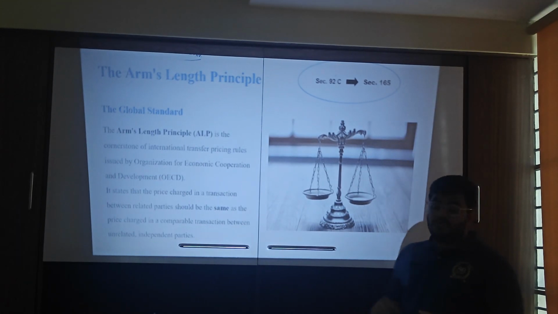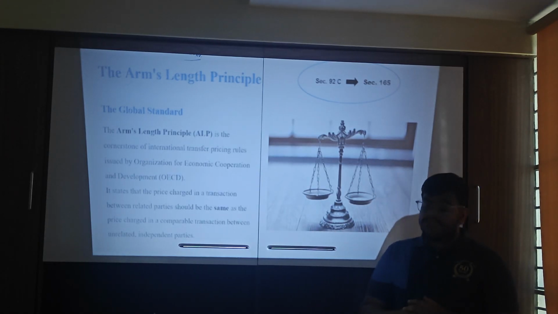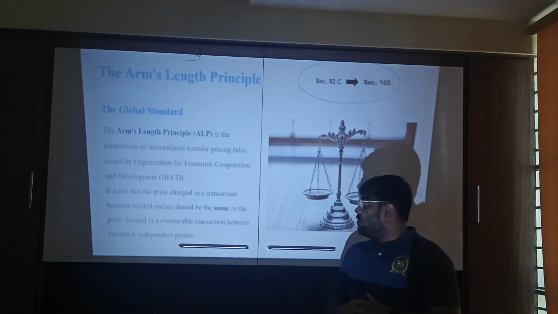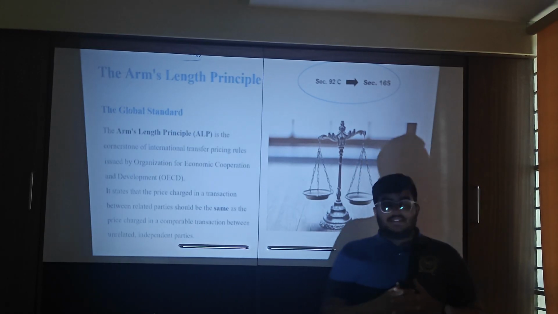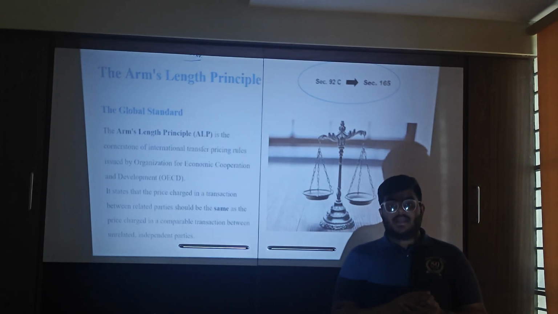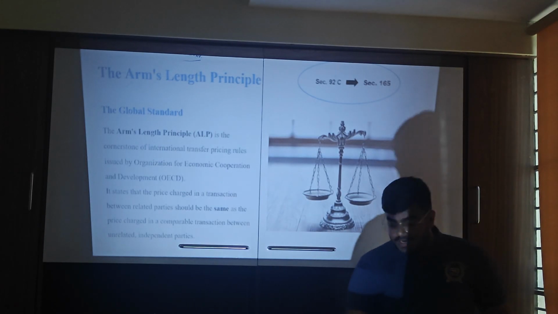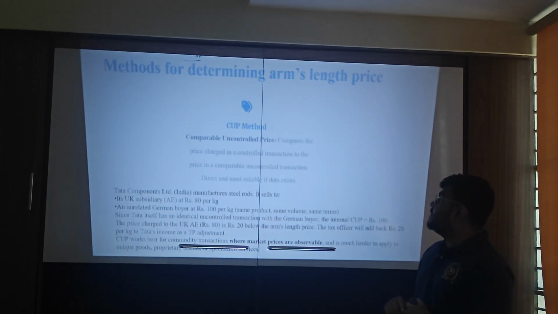Next, let us know what the arm's length principle is. It is the pricing rules issued by the Organization for Economic Cooperation and Development. It states that the price charged in a transaction by a related party must be the same as the price charged to unrelated or independent parties. Here are some of the methods for determining the arm's length principle.